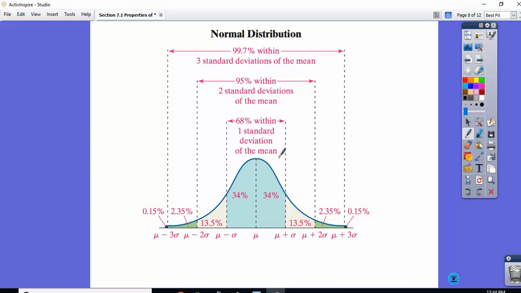So if there's my mean, that means half would be below and half would be above. So 34 below and 34 above. Within 2 standard deviations, you have 95%. So these little rectangles would have to be 13.5. And then within 3 standard deviations is 99.7%. So this just kind of gives you the breakdown in the diagram.